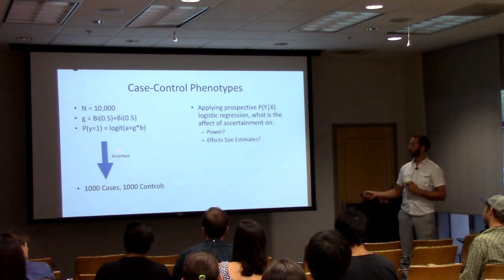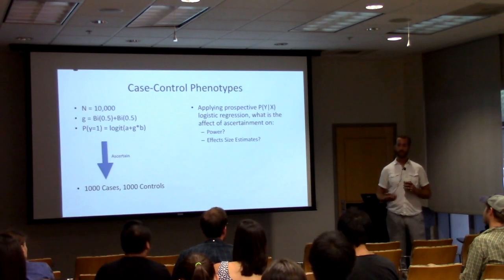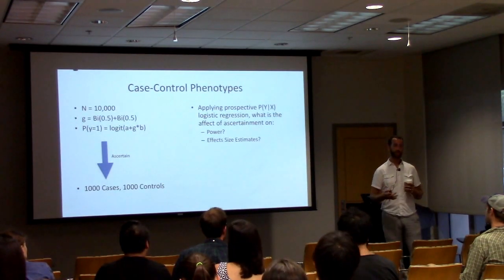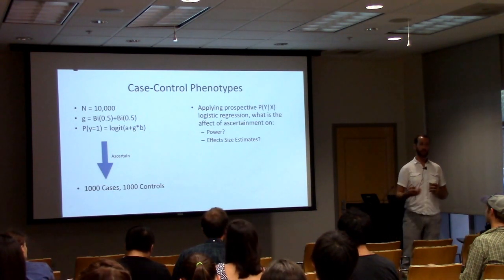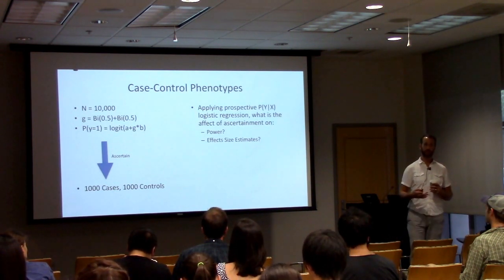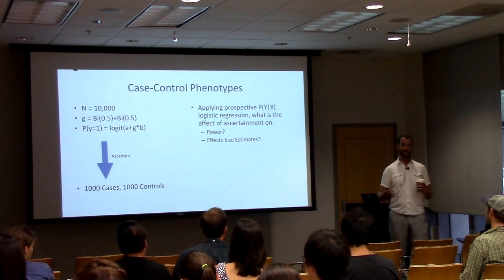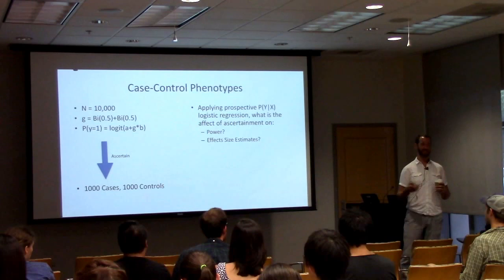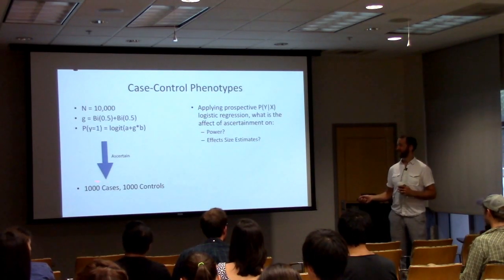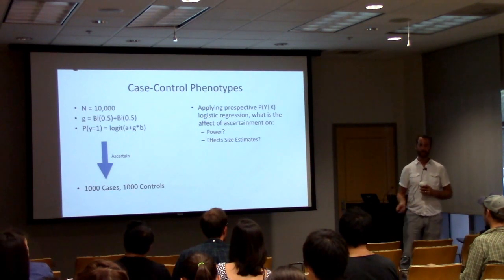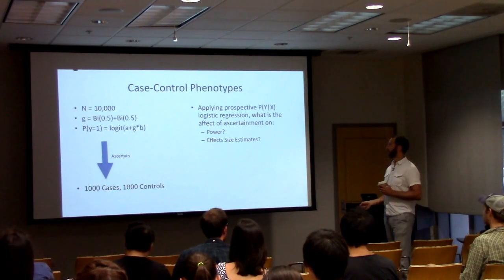And now we're going to ascertain. The reason it's so common to ascertain is because if you don't, especially for rare diseases, you'll need to do really tremendous studies. If you have a disease with prevalence 1%, and you want 1,000 cases, you need 100,000 individuals, controls. And so the trick has been to just sample cases and then sample controls.